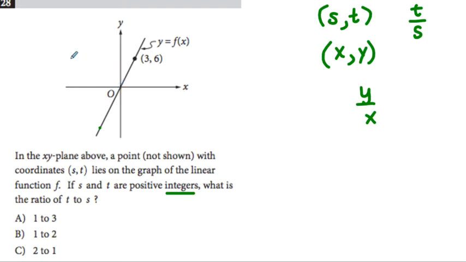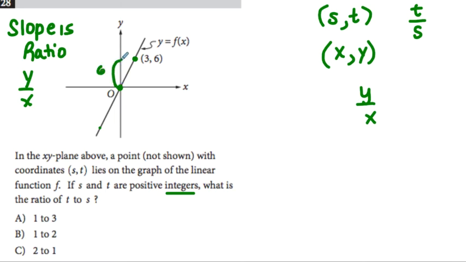So we have to remember that slope is a ratio. It is a ratio of y over x, okay? So any point on that line should have the same ratio. So I looked and I saw that this point went right through (0, 0) and the point (3, 6). So I wanted to find the slope. The slope would be the rise over the run. So I rose 6 and I ran 3. So 6 over 3, which is 2 over 1. So my slope is 2 to 1, right?